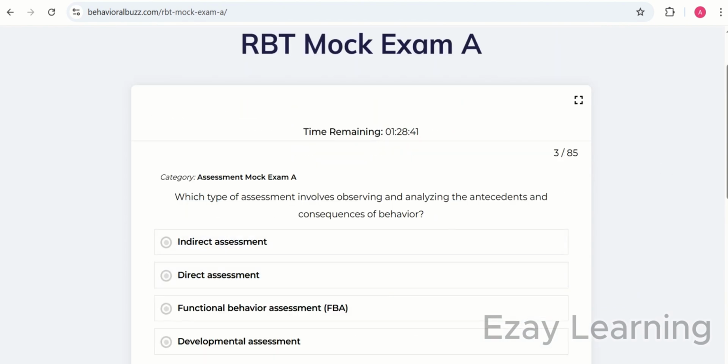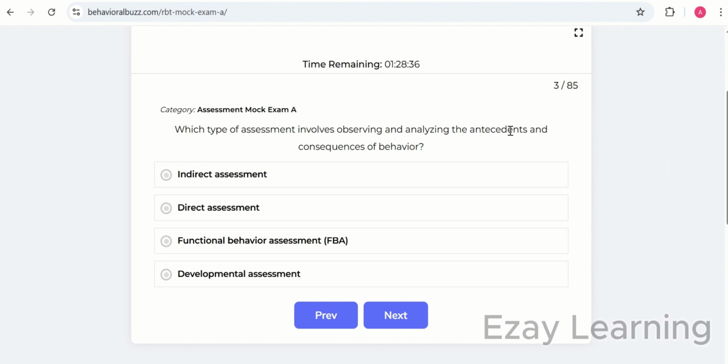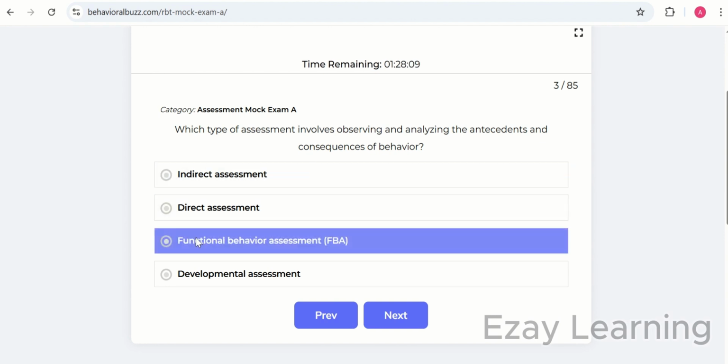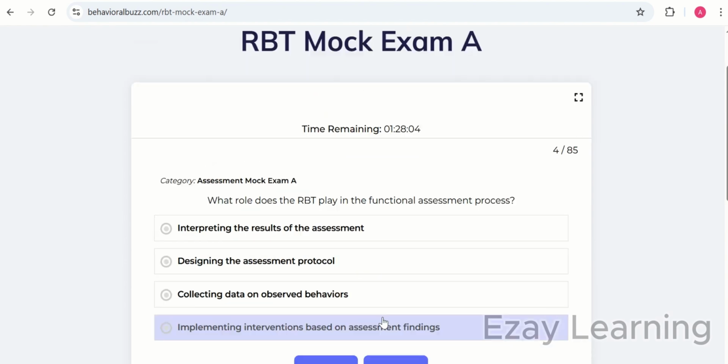Next, which type of assessment involves observing and analyzing the antecedent and consequence of behavior? Whenever we talk about antecedent, behavior, and consequence, ABC, we are basically talking about functional behavioral assessment. We are understanding the reason, we are understanding the consequence, so the type of assessment would be functional behavior assessment.